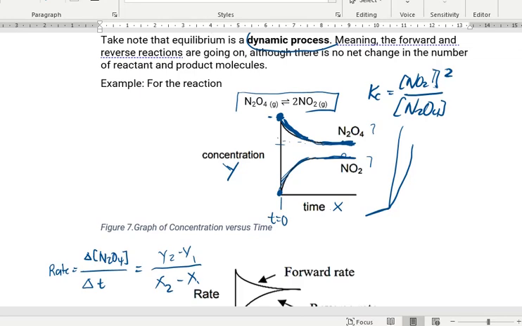So, let me remind you that, for example, in the case of N2O4 to 2NO2, initially, you have 2 molar of N2O4 and 0 molar of NO2, right? At time equals 0. So, that means you don't fill this up using these concentrations. You fill this up with the concentrations at this point, because these concentrations are the equilibrium concentrations. Okay? Because this is an equilibrium constant expression, you should fill this up with equilibrium concentrations.